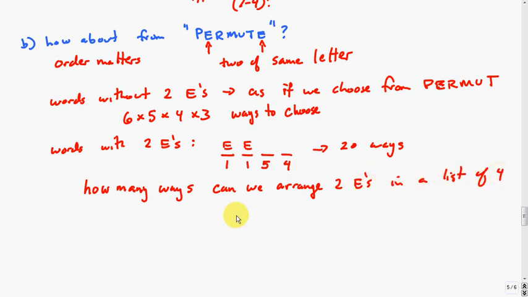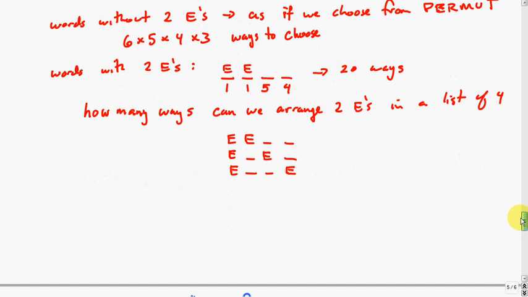Well, we've done one of them already, E, E, and something else. We could have the E first and have the E here, or we could have the E first and have the other E last. Those are the only ways that we can put the E at the beginning.